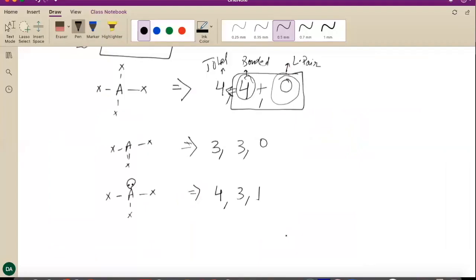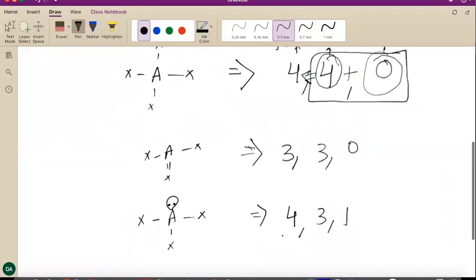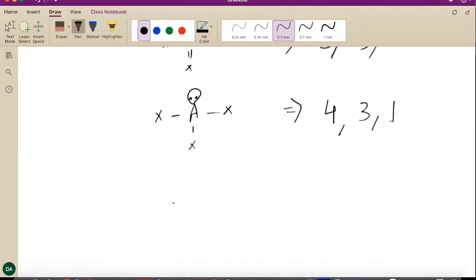Now one more thing. Let me give you one more example. I have A in the center, and then I have X, and then I have X, and then I have X. And then imagine this is like one of those examples that we did earlier where the outer atoms had the lone pair.